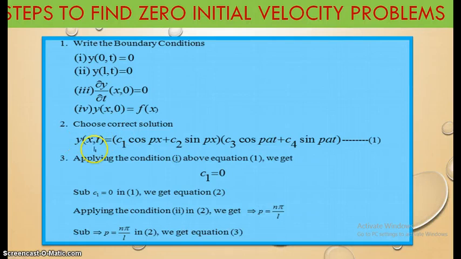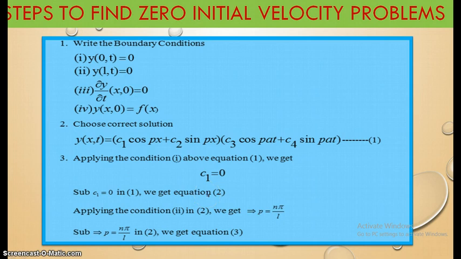So therefore, y of (x, t) equals (c1 cos px plus c2 sin px) into (c3 cos pat plus c4 sin pat). Here, instead of A, I can take c1, c2, c3, c4. Okay. So next, step number 3, applying condition 1 in 1. We take this condition 1 in the given equation 1, then we find c1 equal to 0. Substitute c1 equal to 0 in equation number 1, so we will get equation number 2.